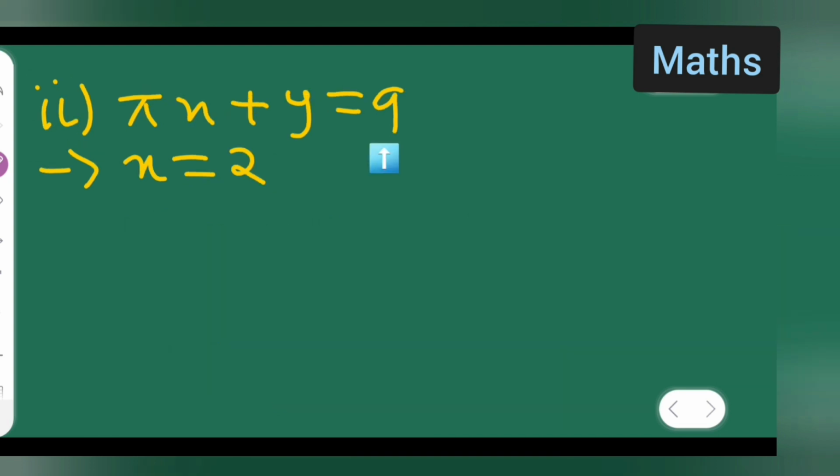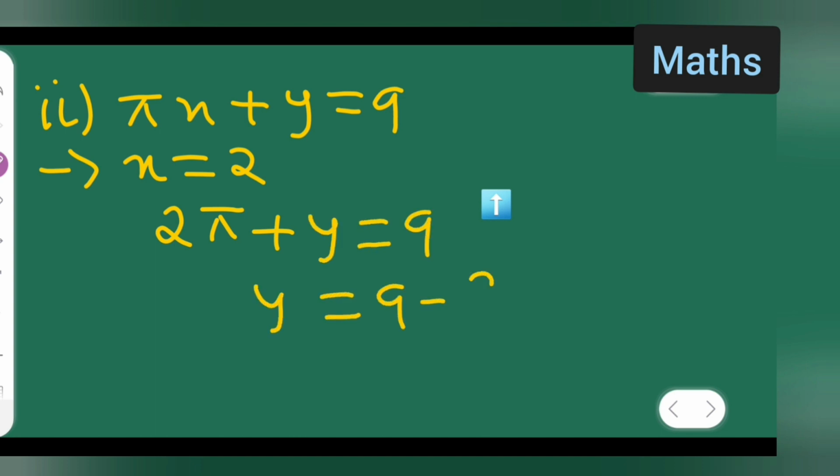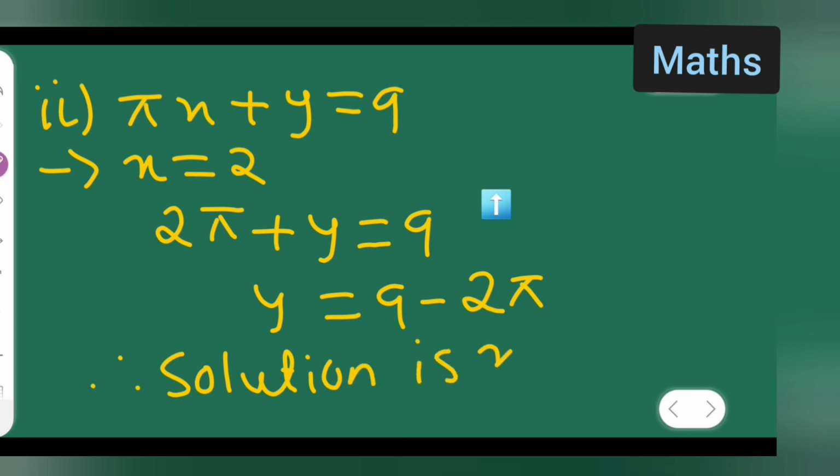Okay. Next, let us find the fourth solution. Pi x plus y is equal to 9. Now in place of x, plug 2. So we will get 2 pi plus y is equal to 9. So y is equal to 9 minus 2 pi. Therefore the solution is x is equal to 2 and y is equal to 9 minus 2 pi. Okay.